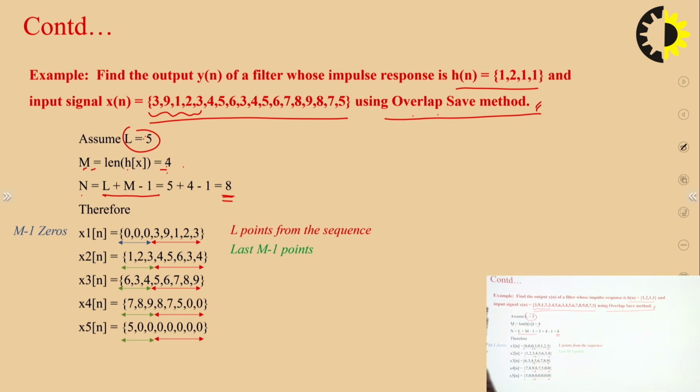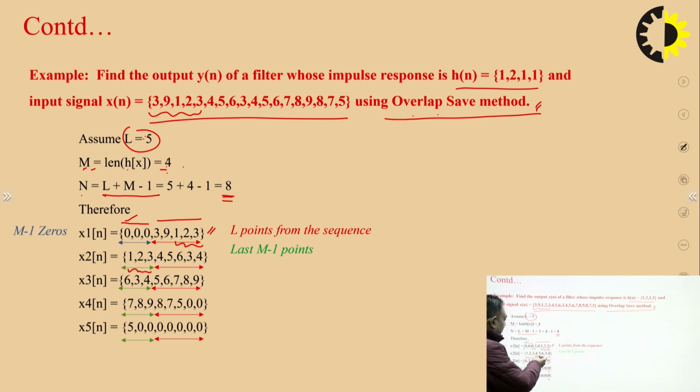Now we are making subsequences. How are we making subsequences? First of all, for the first sequence, because of aliasing effects and other reasons, we add N minus 1 zeros before these 5 samples. So here we have added 3 zeros, then 3 9 1 2 3. This is the first subsequence. For the second subsequence, we repeat these last three values again, because these three values are overlapped.